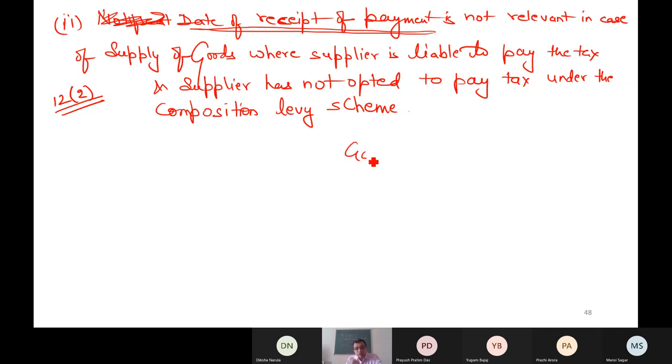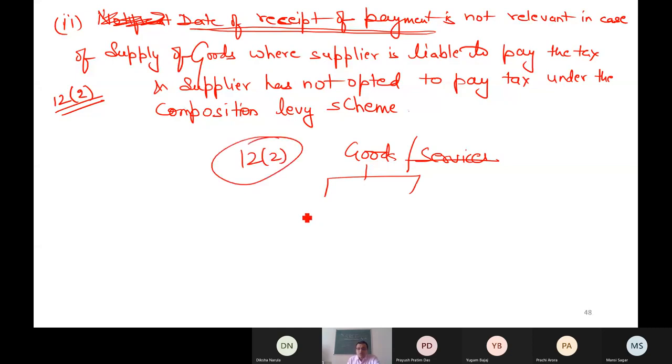I hope you remember, because in case of supply, goods can be supplied as well as services. But ignoring services, in case of goods, this was section 12.2. I am discussing 12.2 right now. In 12.2, a supplier should be one who is liable to pay the tax, and he can opt for composition levy, or he has not opted for composition levy. In case he has not opted for composition levy, his date of issue of invoice, or the last date by which he is required to issue the invoice, becomes the time of supply.